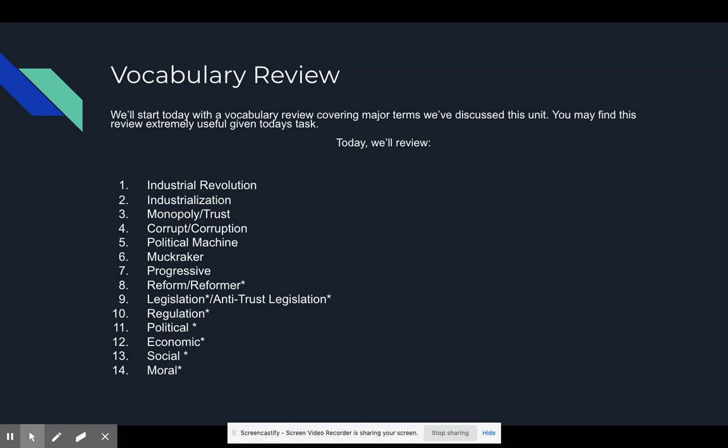So a little bit of vocab review. We'll go through each one of these that you might have heard before in previous units. If not, we'll go over them. It's 14 of them. We'll go through them pretty quickly to give you guys a little bit of background knowledge that you will need for the activities. So if you are kind of lost, please watch this video and go through these slides because it will help you a lot.